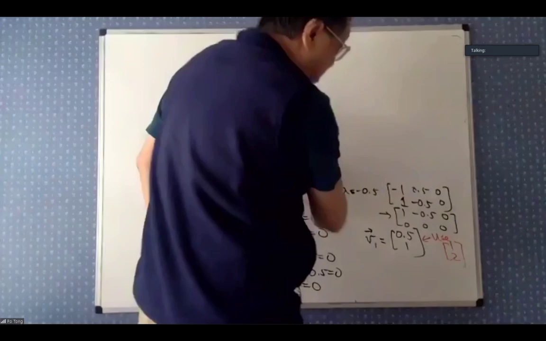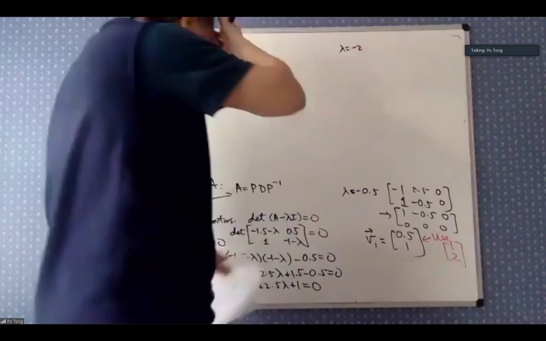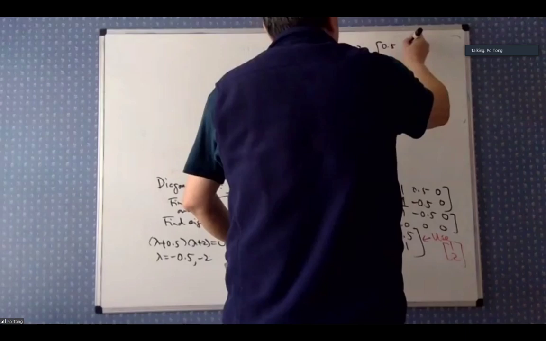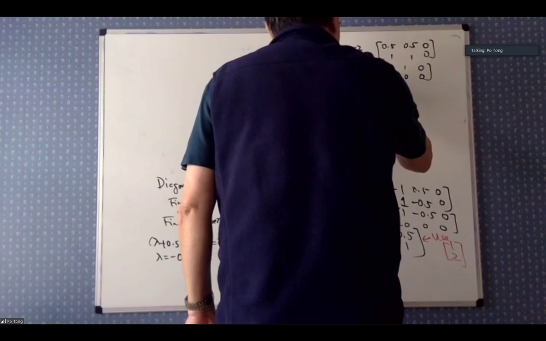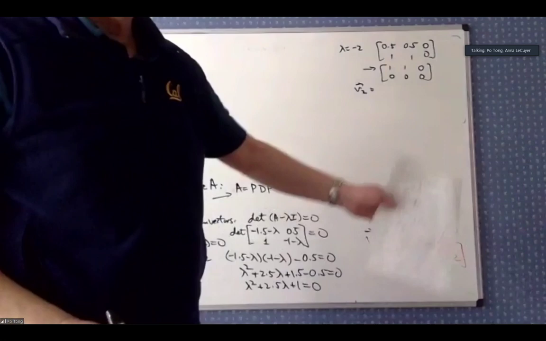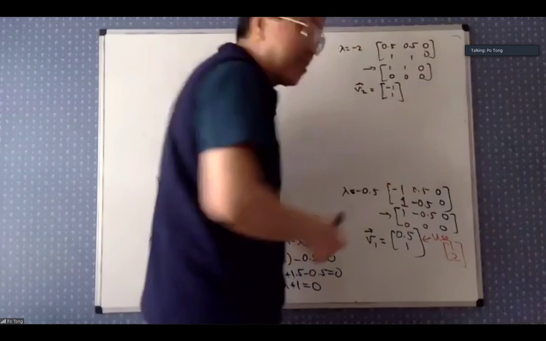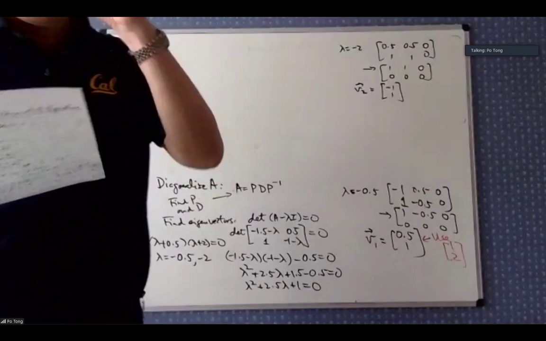Okay, so I got my V1. Let's get my V2 here. Lambda equal to negative 2. Let's put the negative 2 there. This will be 0.5, and this one will be 1 and 1. So V2 will be, what's V2? Negative 1, 1. Very good, Anna, because you were surprised how I was able to stare at it and figure it out last time, a couple of weeks or so ago. Now you can do it yourself, which is very good.